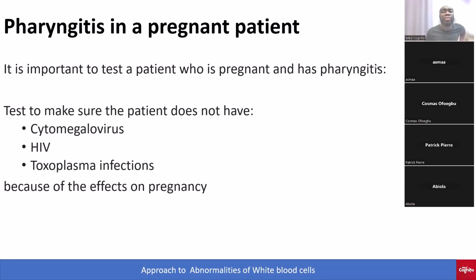So assuming somebody comes to you with sore throat, the patient is pregnant, and you don't swab, and the patient has HIV. Can you imagine the damage you've done to the child? Or toxoplasmosis. So I have a question. What's the effect of toxoplasmosis on a baby? Can you just give me one?